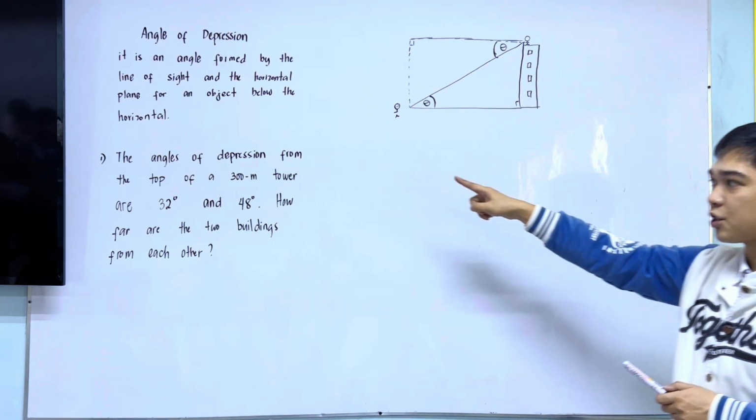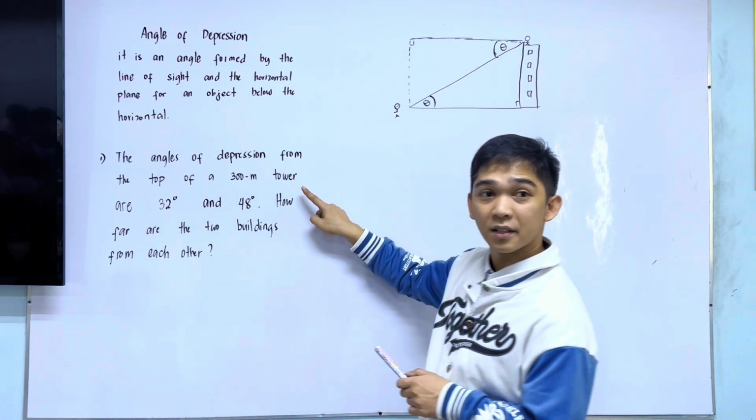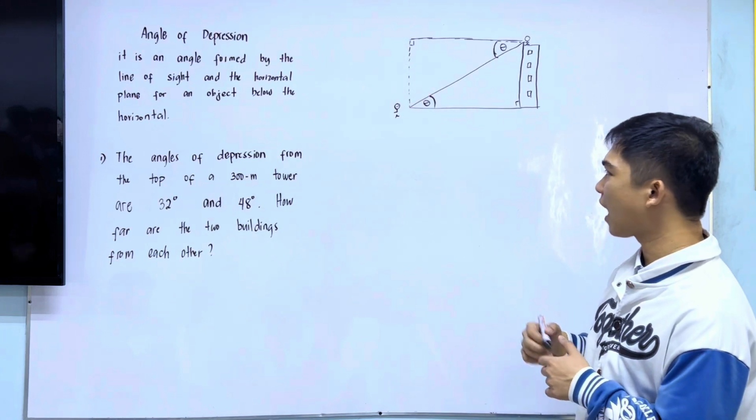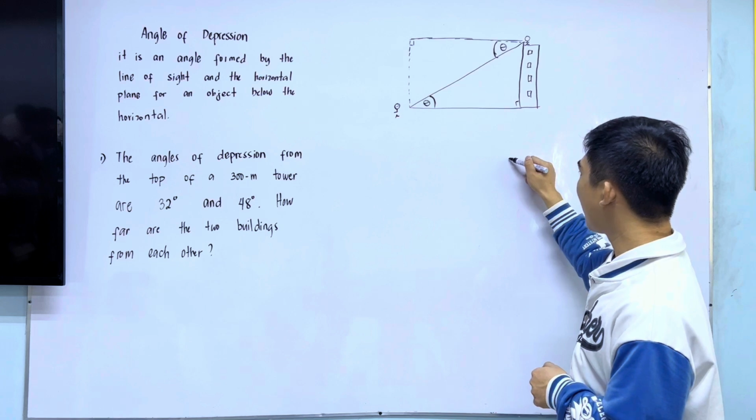The angle of depression from the top of a 300-meter tower. So, meron tayong tower. Paano mag-drawing ng tower? So, ito yung tower.